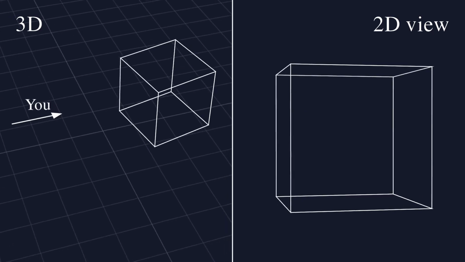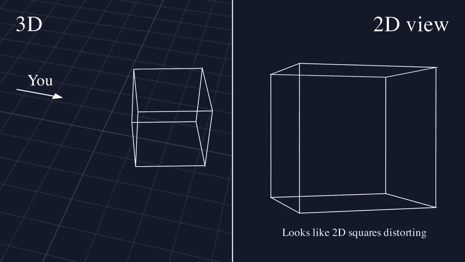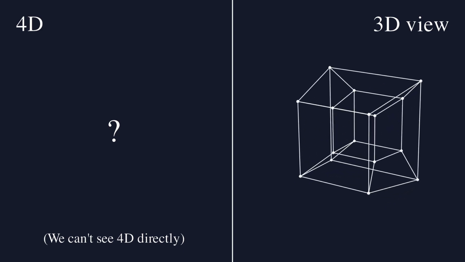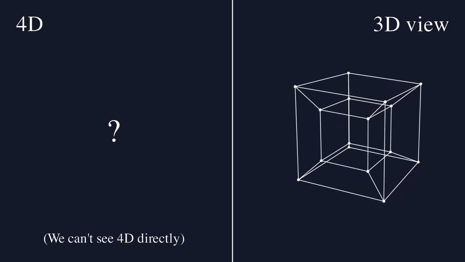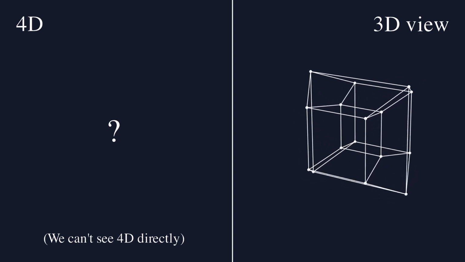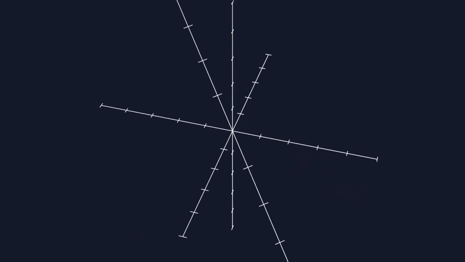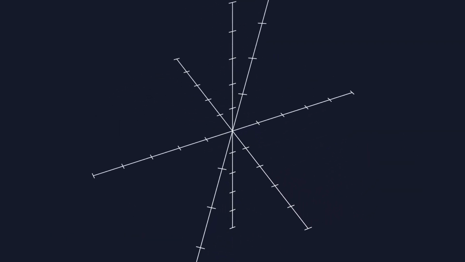If it rotated in 3D space, a 2D view would see the squares distorting and changing shape. Similarly, when a tesseract rotates, a 3D view would see the cubes distorting and changing shape, which is exactly what you see here. So the fourth dimension is not as mysterious as it sounds.